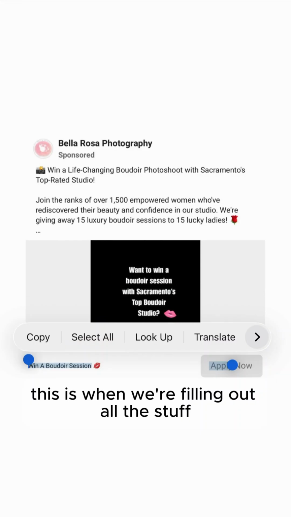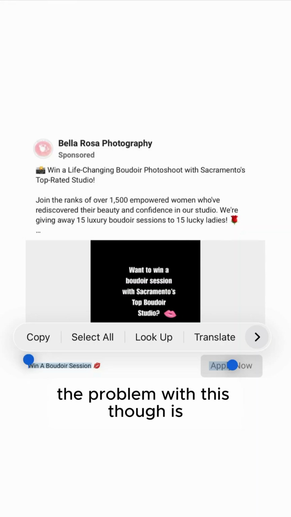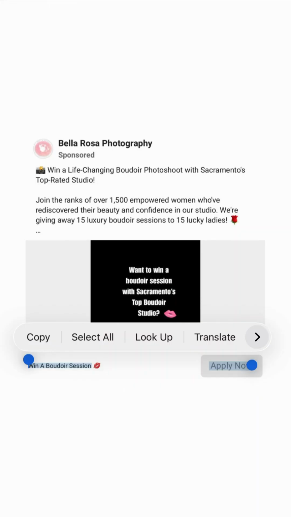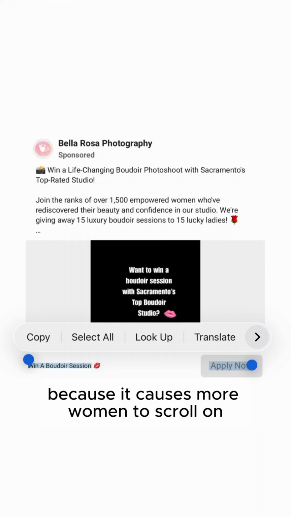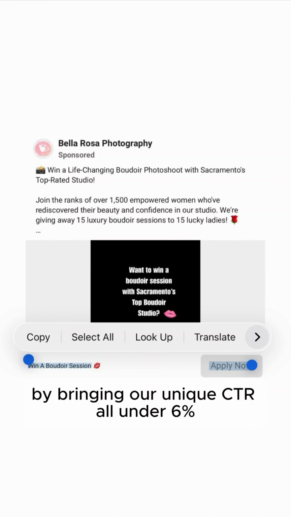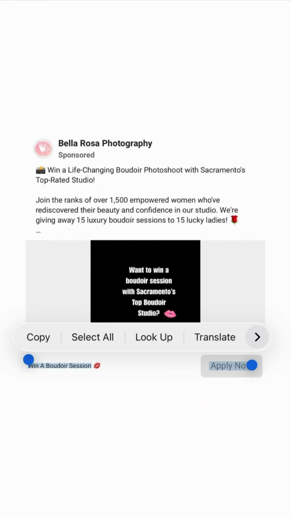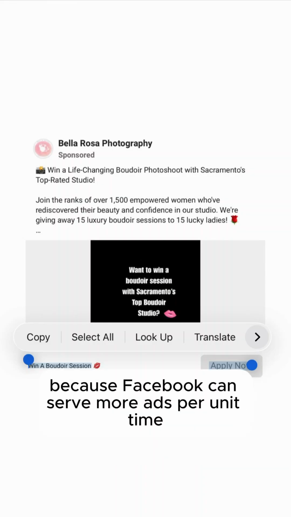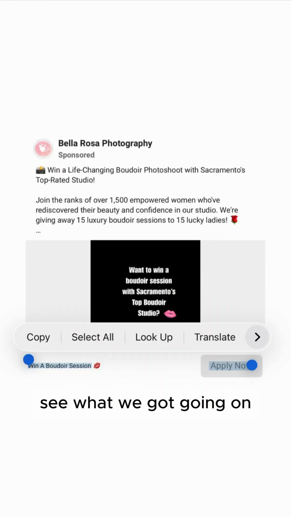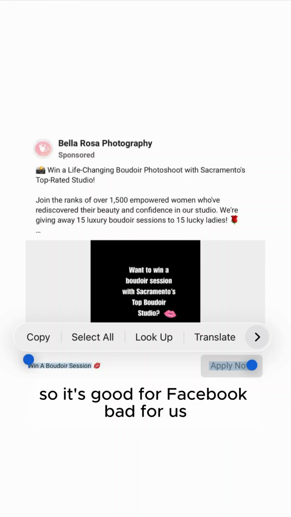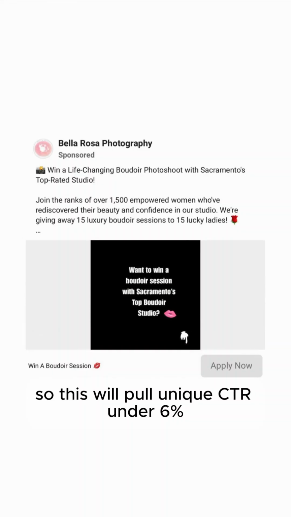This is when we're filling out all the stuff Facebook recommends for us to fill out. The problem with this, though, is that Facebook's recommending us to fill these out because it causes more women to scroll on by, bringing our unique CTR under 6%, putting us in BLCS territory. And Facebook wants that because Facebook can serve more ads per unit time because more women are scrolling by our ad. They're not clicking in to read more, see what we got going on. So this is good for Facebook, bad for us. So this will pull unique CTR under 6%.